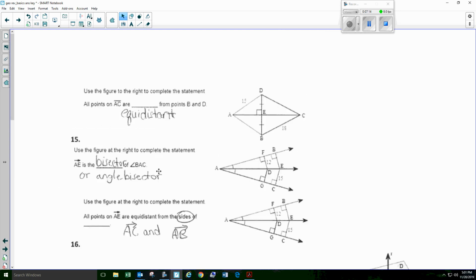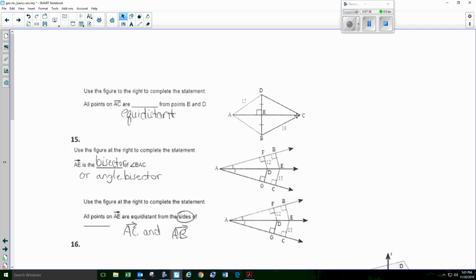All right, backside. All the points on AC, which is what we just said, is called the perpendicular bisector of this segment. So perpendicular bisector, key. This is going to be on the DCAS. It's been on it the last couple of years, and it's going to be a question similar to this.